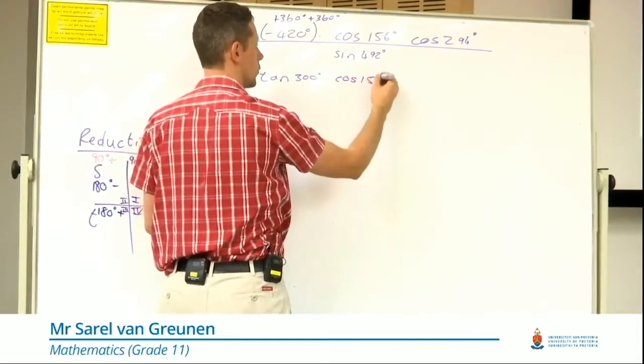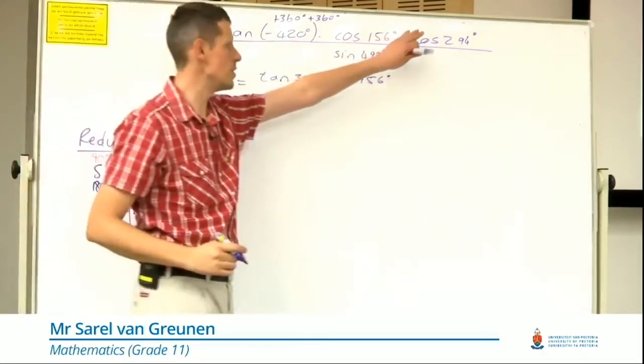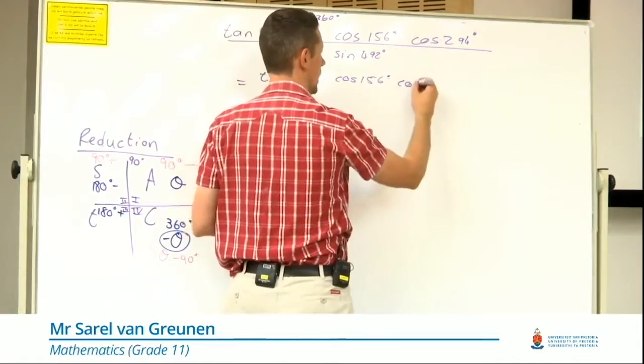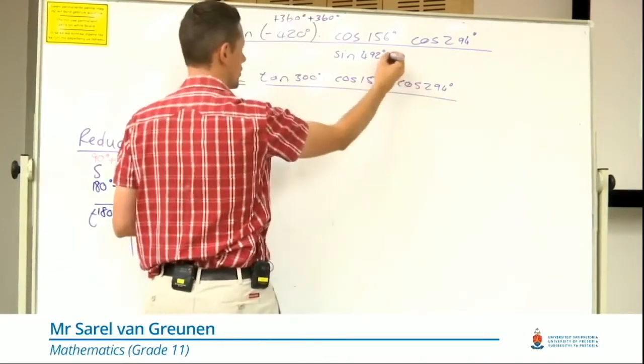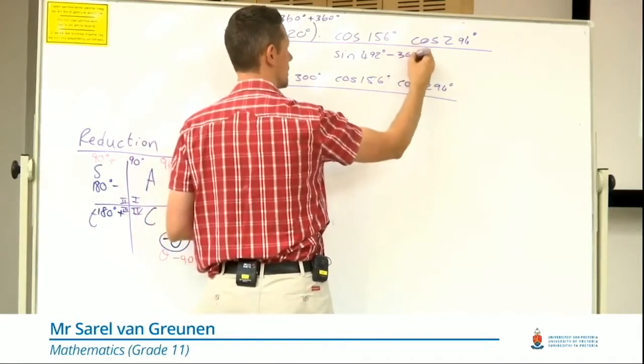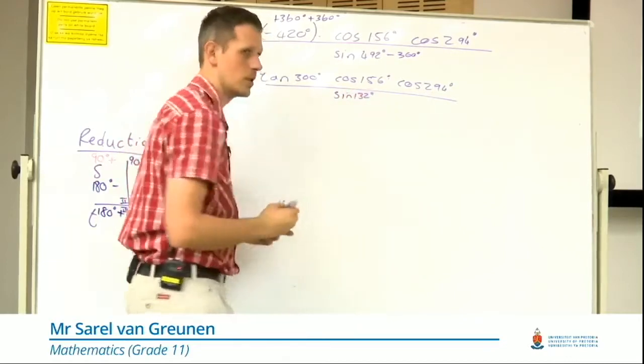So I've got cos of 156. This one is already between 0 and 360, so I leave it as cos 294. And this one is too large, so I'm going to subtract 360, so it's going to be sine 132.